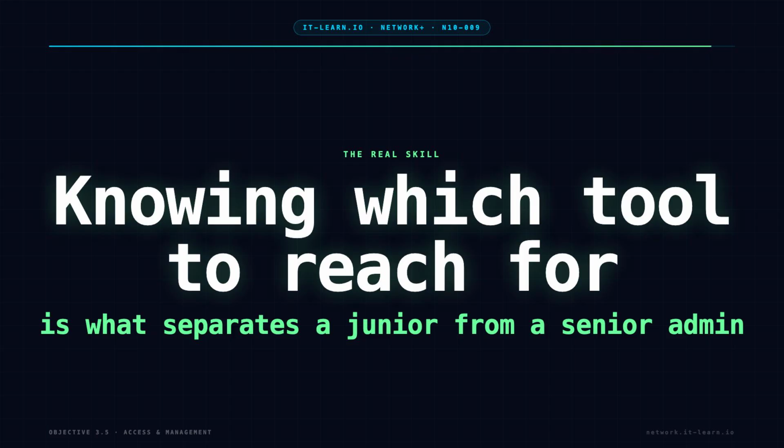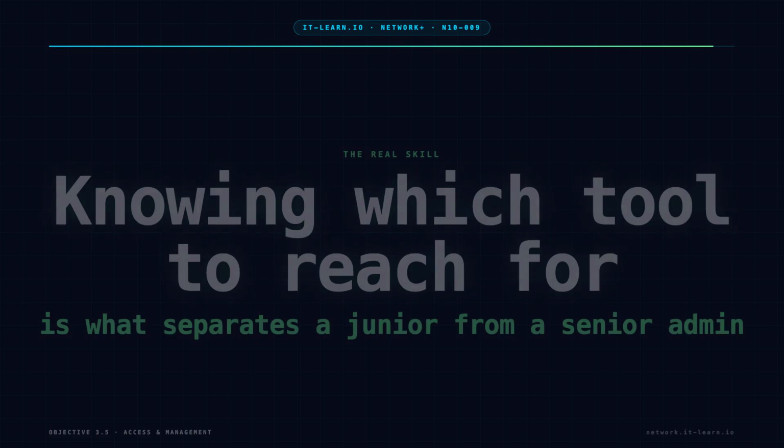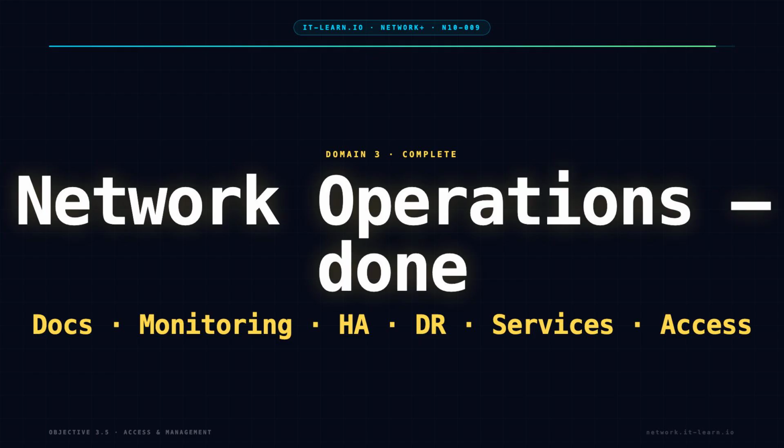That's Objective 3.5. And that wraps Domain 3, Network Operations. You've just learned how to run a network end-to-end, documentation, monitoring, high availability, disaster recovery, network services, and now access and management. That's the full operational picture.